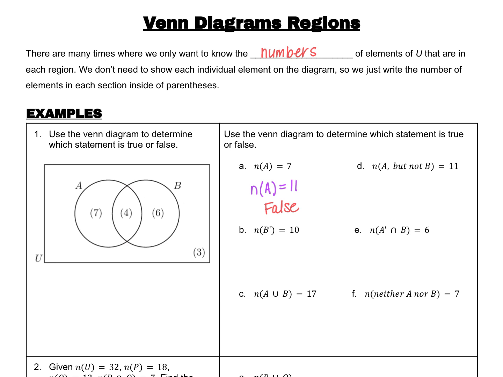All right. Question B. It says that the number of elements that are not in B is 10. Well, if I circle all of the numbers that are not inside of the circle B, I would get 7 and 3. And I know that 7 plus 3 is 10, which makes this true.